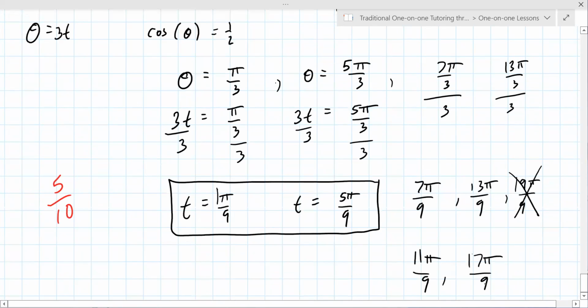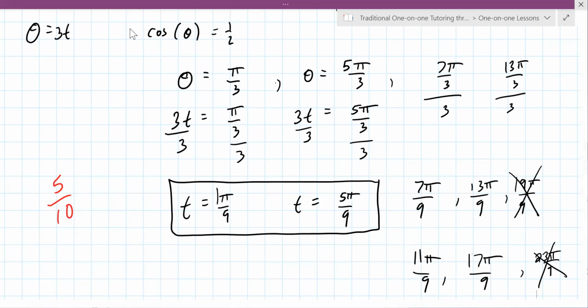That's okay. The next one we would exclude. I'll write it out here. It ends up being 23 pi over 9. But these are all your answers.